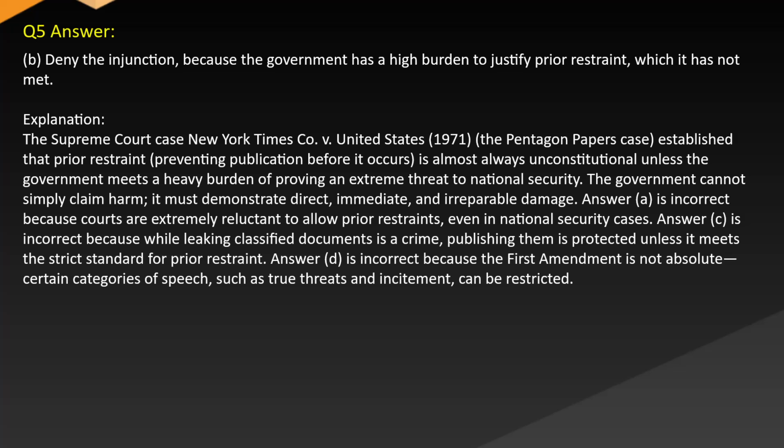Answer D is incorrect because the First Amendment is not absolute. Certain categories of speech, such as true threats and incitement, can be restricted.